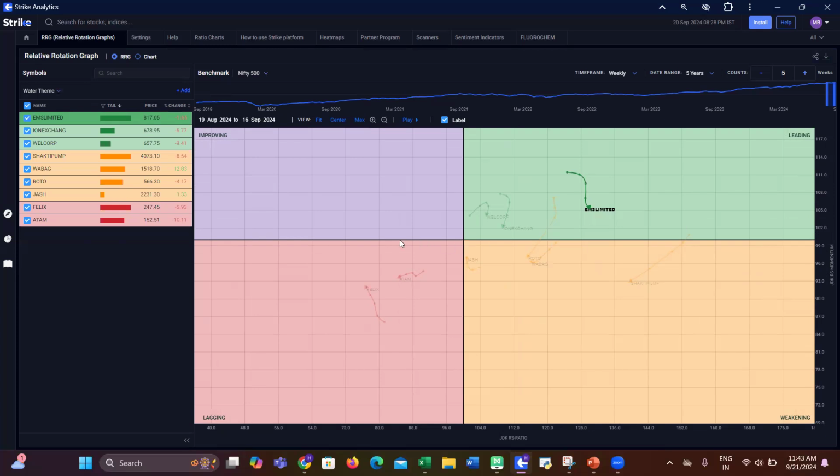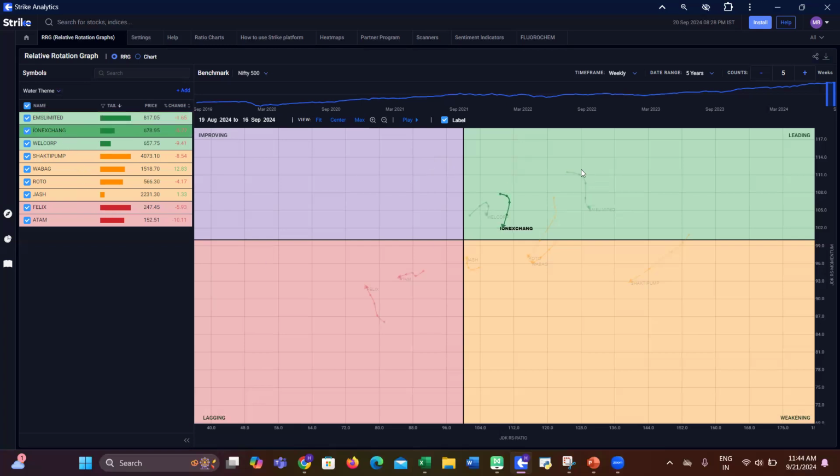The center line that you see represents the middle point, which is 100. Whoever watched my earlier videos would know that the x-axis represents the RS ratio and the y-axis represents the momentum. The center is our benchmark and the center line is 100, both for the vertical RS momentum and the horizontal RS ratio. So there is a reduction in the RS momentum, and the RS ratio is still good and it is in leading. But it is headed towards weakening. That is what I can see, so we need to keep an eye on this.